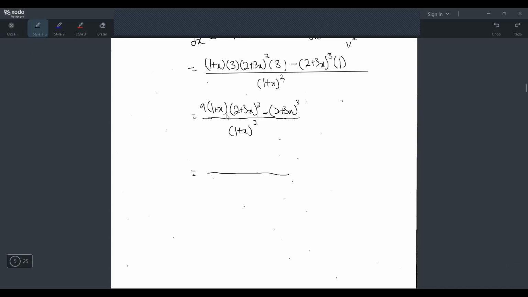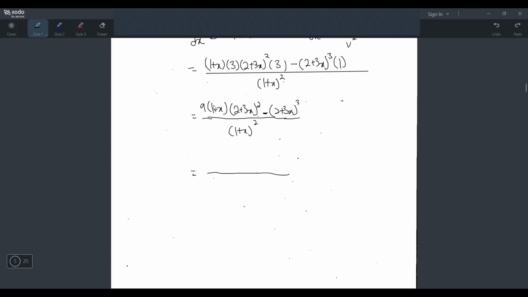Okay, you can only cut the 1 plus x when the back also has 1 plus x. Then you can factorize out and then you can cut, right? But at the back is there 1 plus x? No, right? The first term has 1 plus x, but the second term doesn't have 1 plus x. So you can't factorize 1 plus x out. And if you can't factorize the 1 plus x, means there's no chance to cut like that, right?